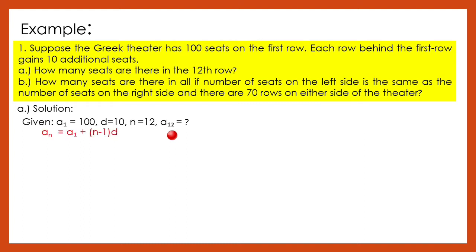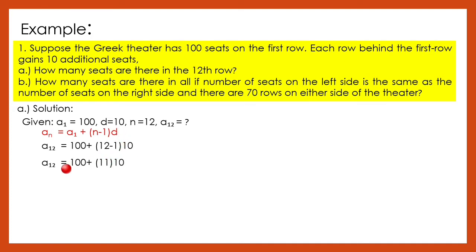So, this is the formula. A sub n equals a sub 1 plus n minus 1 times d. Substitute lang natin yung mga given. Ang a sub n natin is a sub 12. Ang a sub 1 natin is 100. Plus, our n is 12 minus 1. Our common difference d is 10.